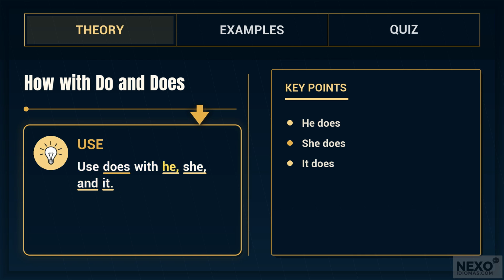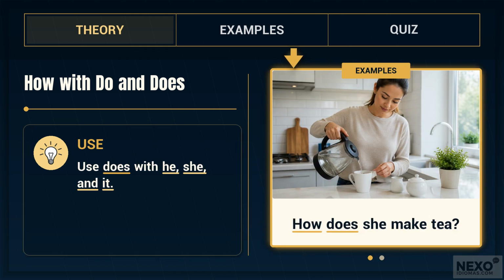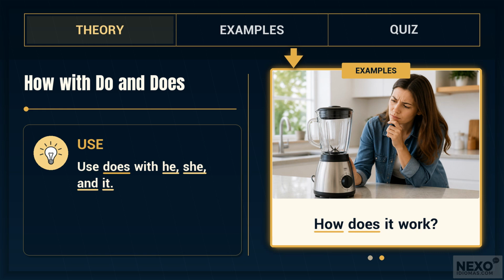Use does with he, she, and it. Example. How does she make tea? Example. How does it work?